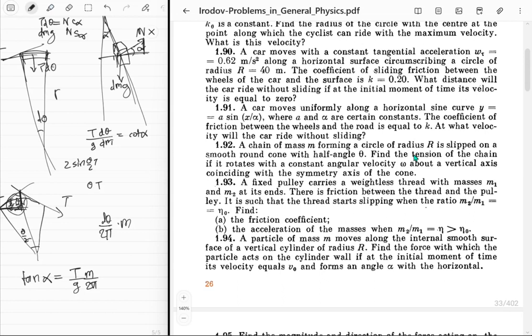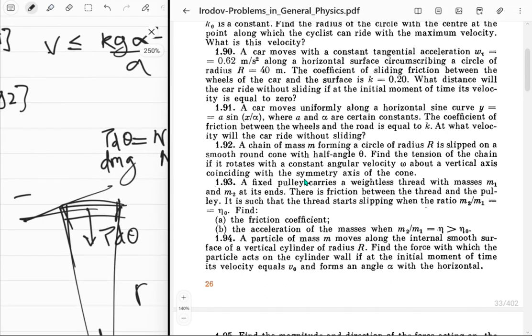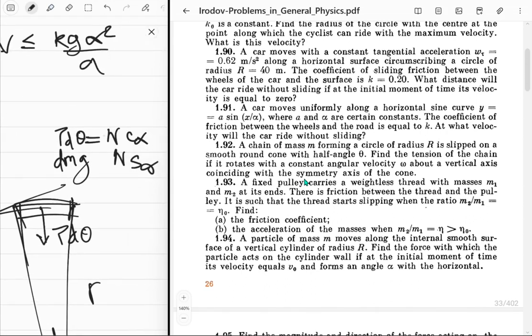Wait, I think we messed up. I didn't read this part: find the tension in the chain if it rotates with a constant angular velocity omega. So there's also the centripetal force acting on it. So this is not d theta anymore. We have to write these equations differently. This is in this direction, that is in that direction, and then plus what we call the centrifugal force.